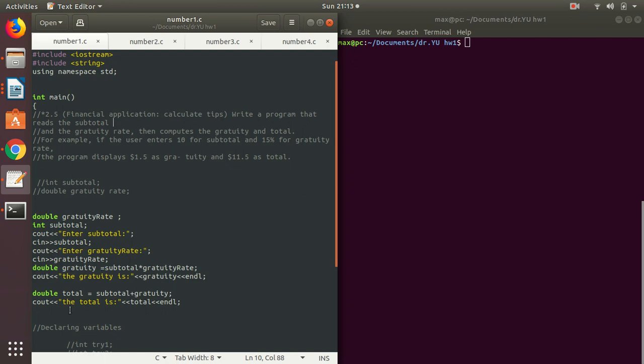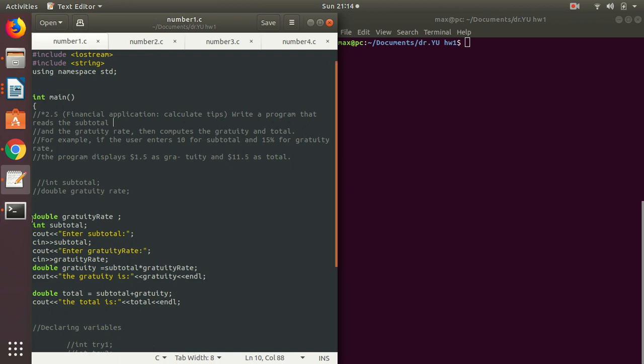As you see, number one necessitated us to find the gratuity and the total, of which you derive the total from the gratuity. For example, to get the total you must add subtotal plus gratuity.